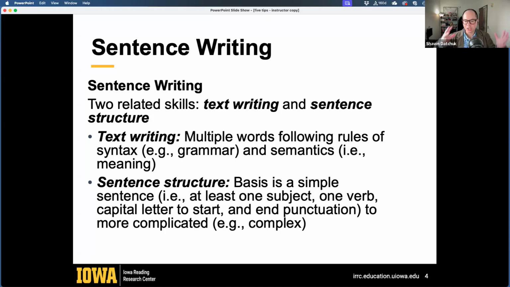And then sentence structure is when students engage in text writing into these set structures that readers recognize. So, for instance, the basis of a simple sentence could be one subject, one verb, capital letter at the beginning, and end punctuation. And then there's also more complicated sentence structures. But for the purpose of today, we're going to take a look at simple sentence structure.